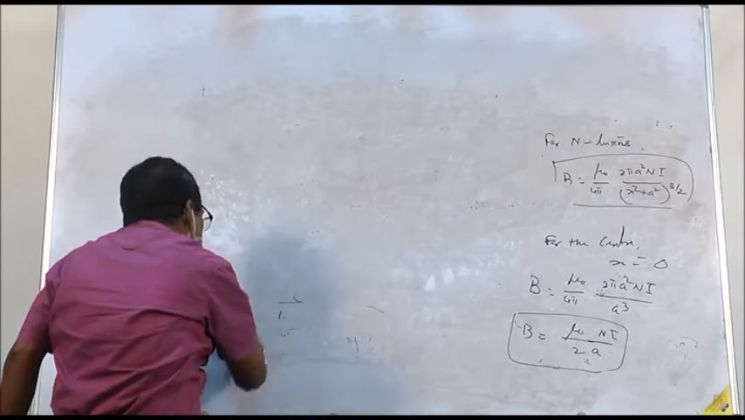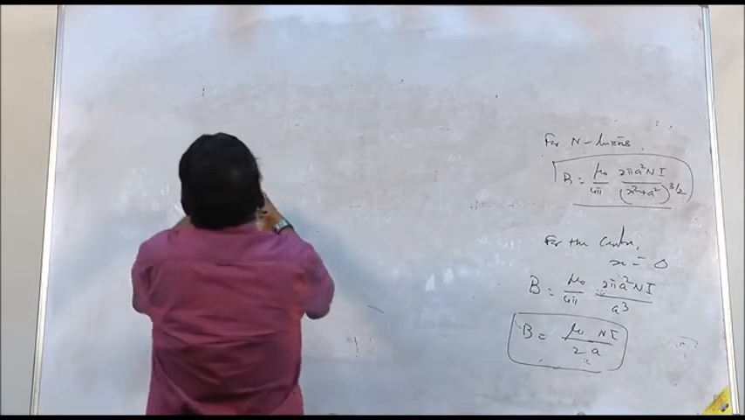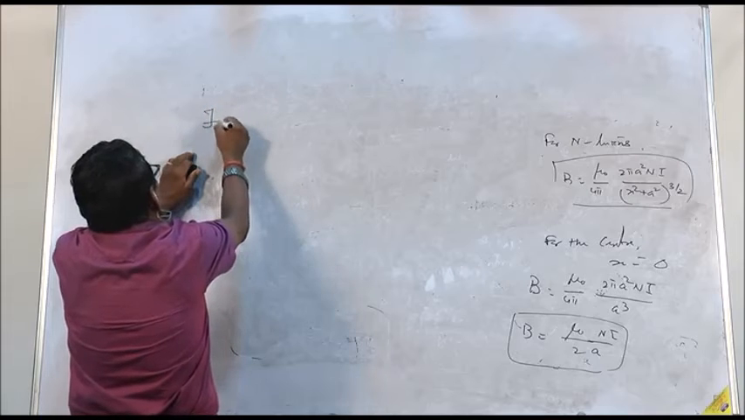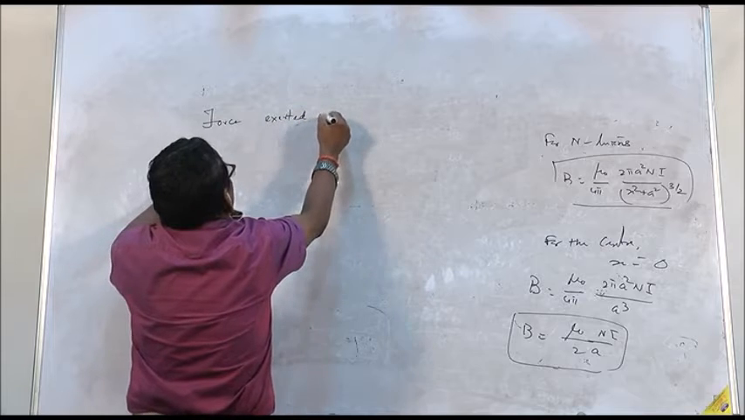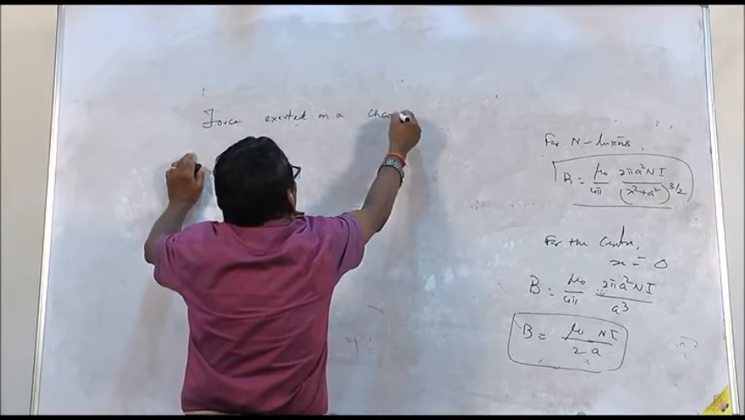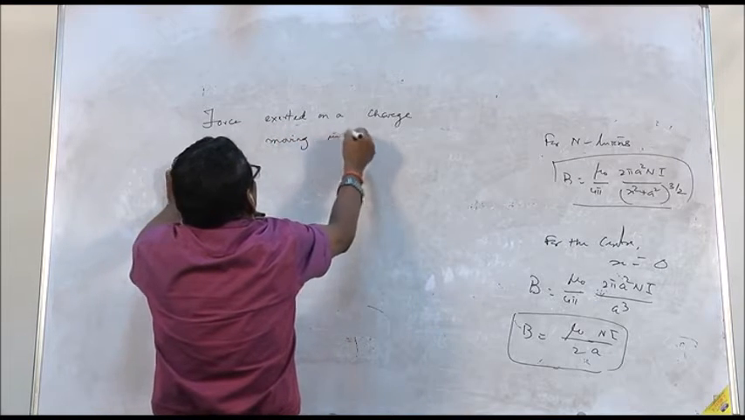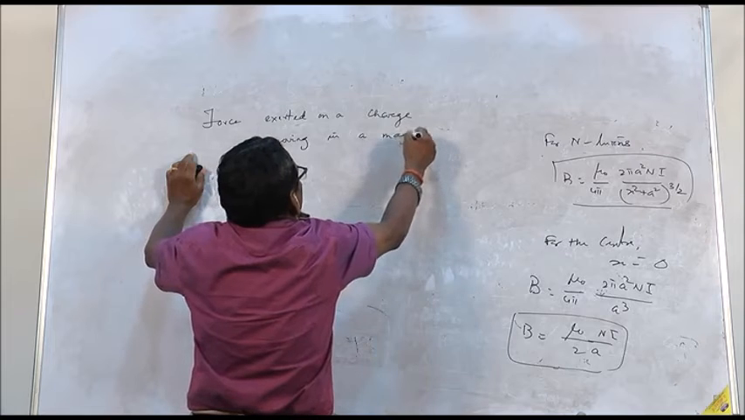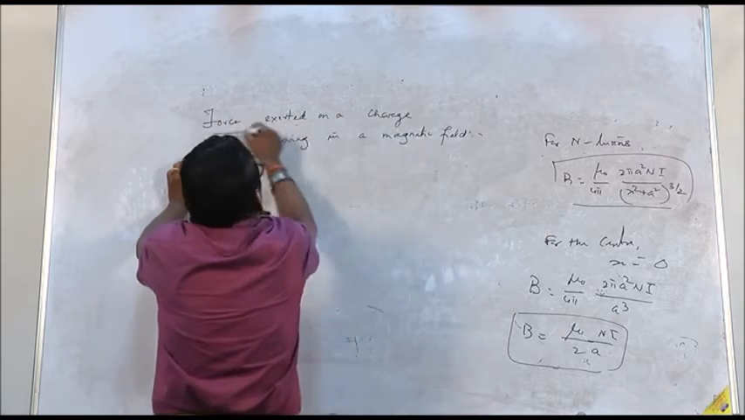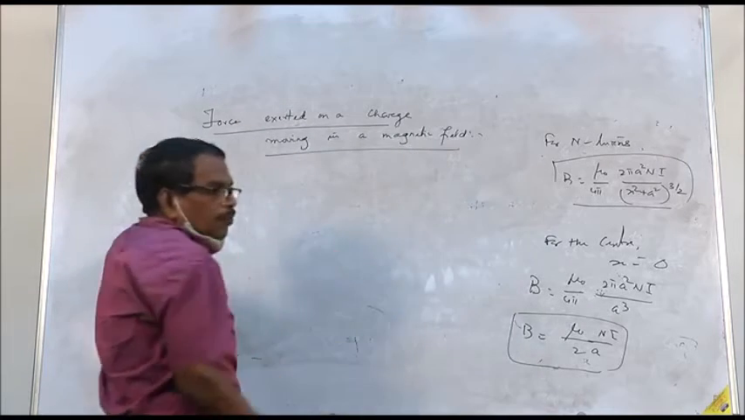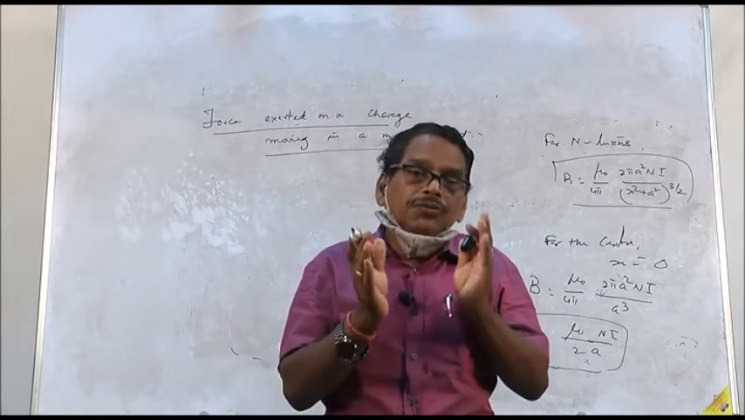Next is force exerted on a charge moving in a magnetic field. Suppose there is a magnetic field in which a charge is moving. So, what is the force exerted?